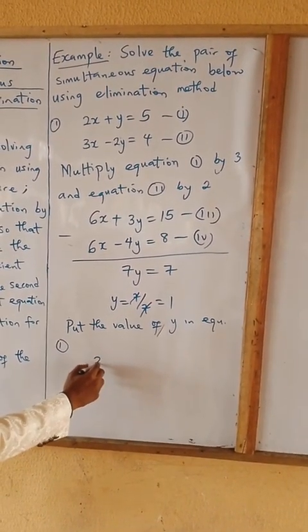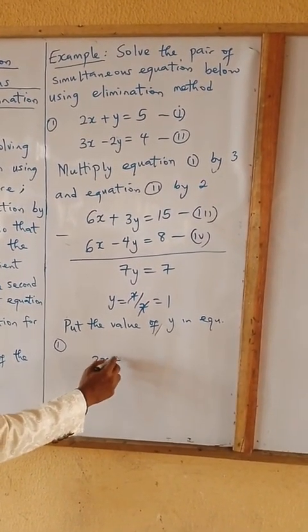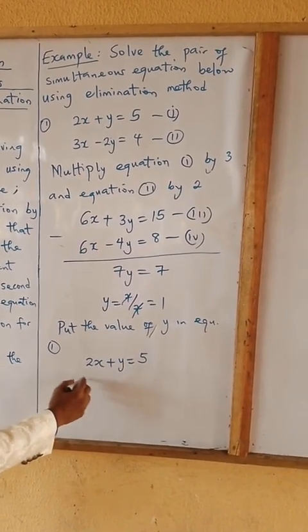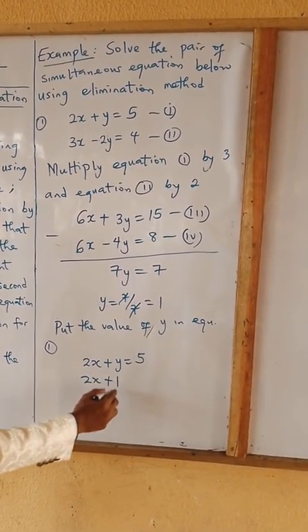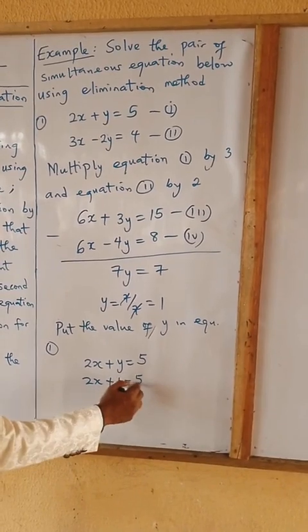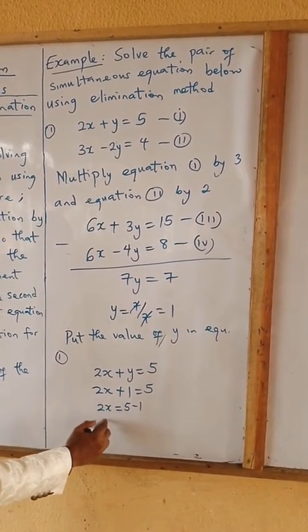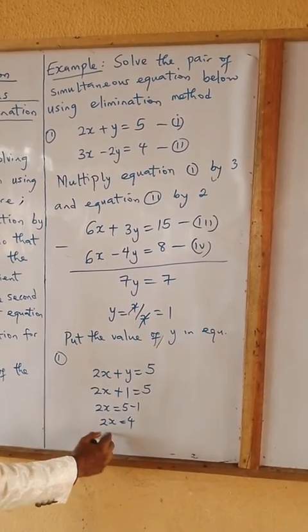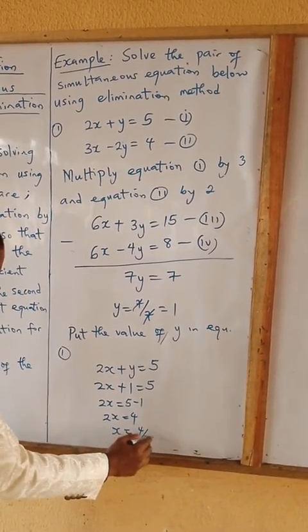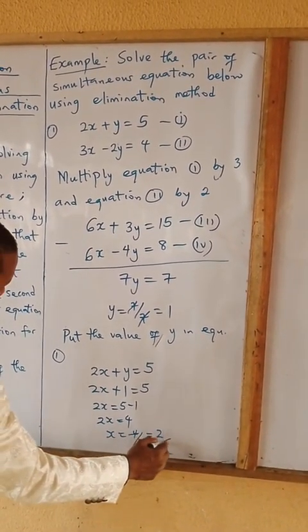We have 2x plus y equals 5. 2x plus 1, since our y equals 1, equals 5. 2x equals 5 minus 1. 2x equals 4. And x equals 4 over 2, which will give us 2.